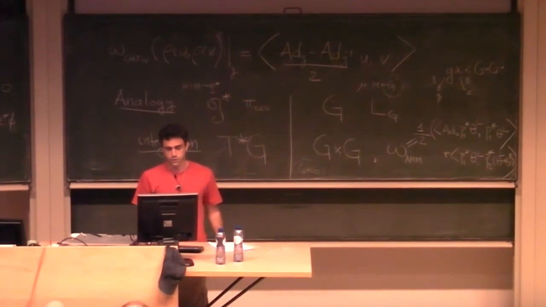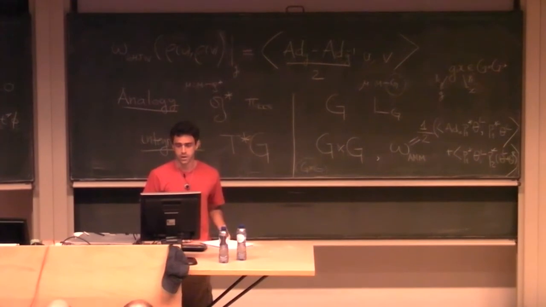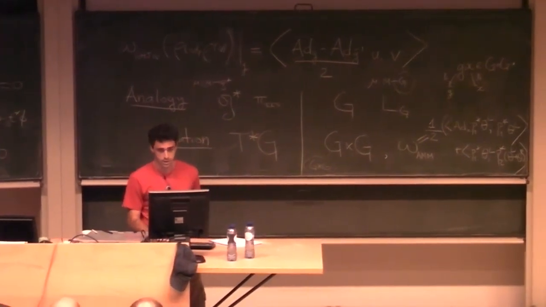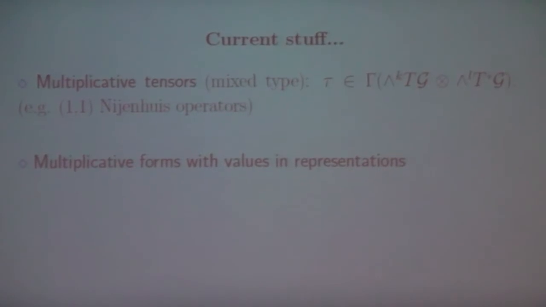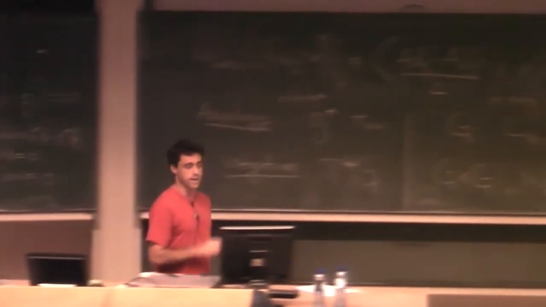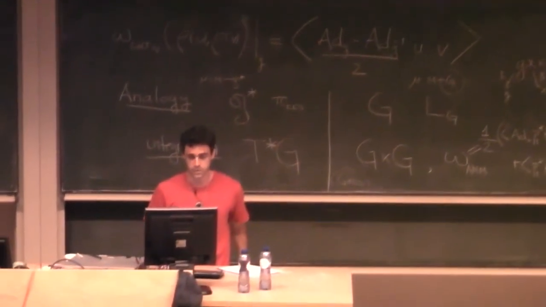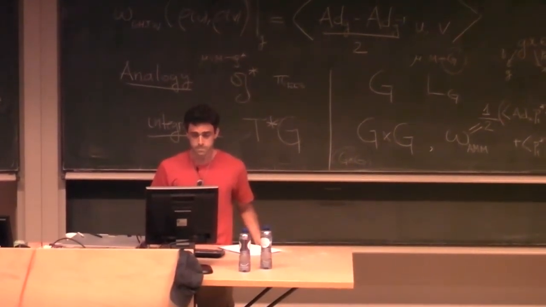Something else: in Utrecht, Ivan, Marius, and Maria have been working on multiplicative forms with values in representations, and this, interestingly, comes up in their reading of the classical work of Cartan in a way that I still don't understand yet, but looks rather interesting. I think they're writing up something about it.